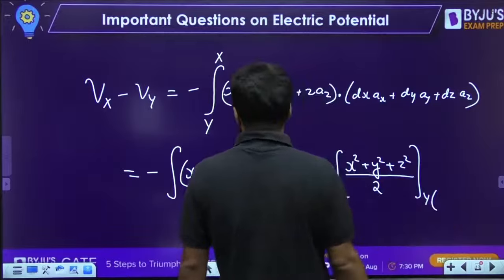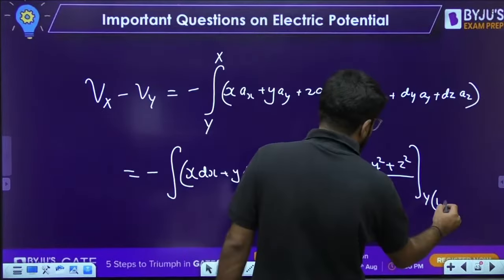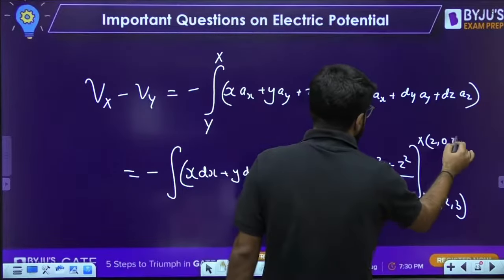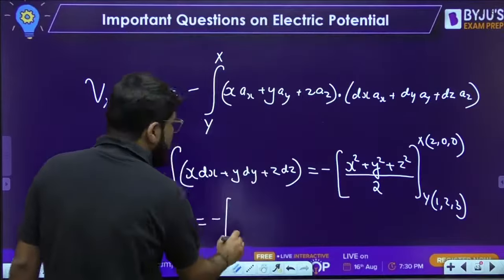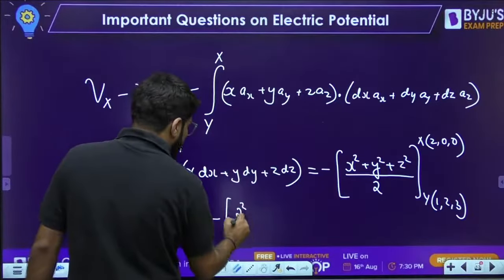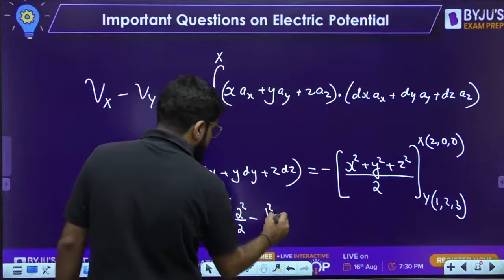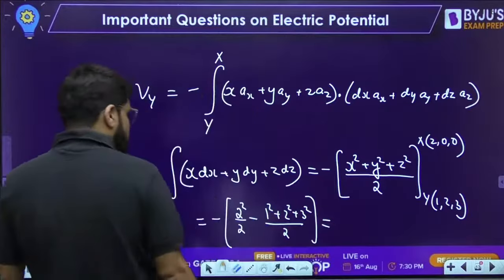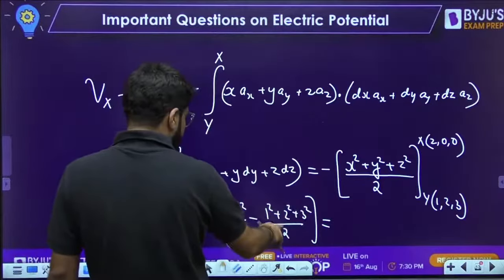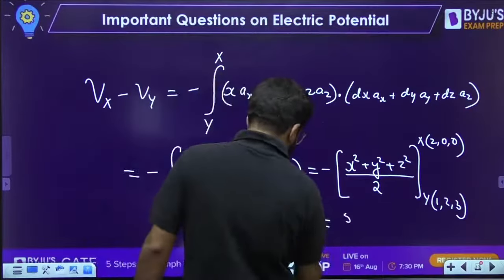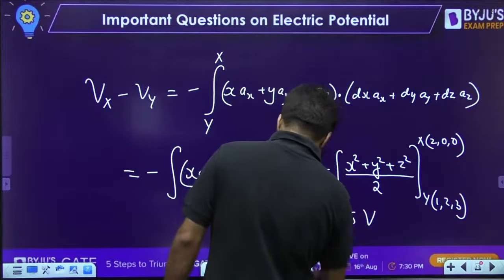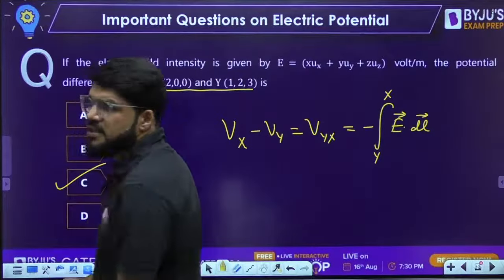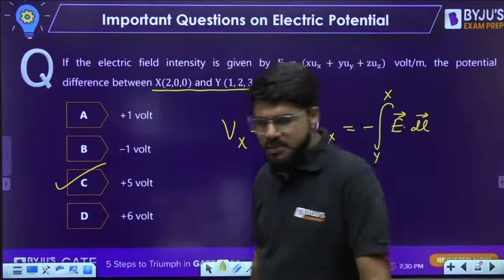The lower limit y, now I can put down the point. The y point is 1, 2, 3, and the upper limit x is 2, 0, 0. Then this is equal to minus of, put down the upper limit: 2 square by 2, minus the lower limit 1 square plus 2 square plus 3 square divided by 2. So the 2 square cancels. 9 plus 1 is 10, 10 by 2 is 5, minus minus cancels. Answer will be plus 5 volts. The potential difference between the 2 points is plus 5 volt, option number C.